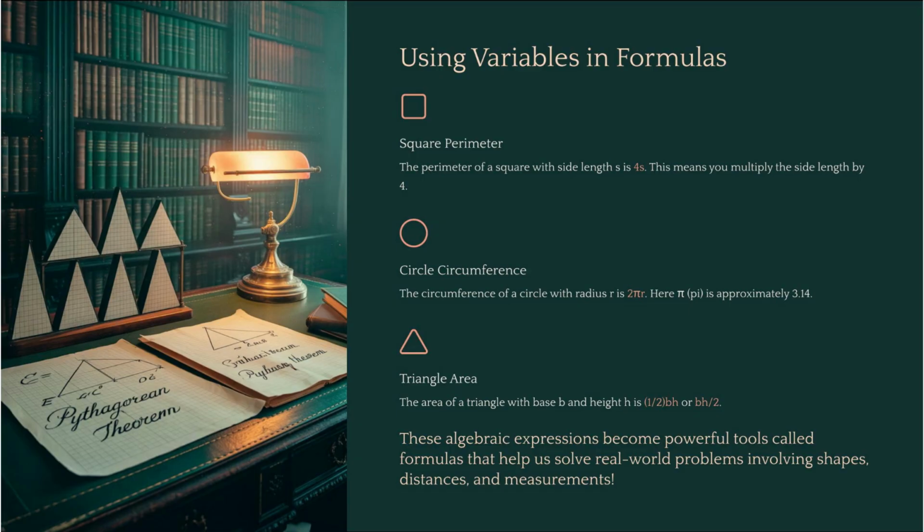Algebraic expressions are the foundation of math formulas you use all the time. For instance, the expression for the perimeter of a square is 4 times s, where s is the side length. If you use the formula for a circle's circumference, 2 times pi times r, that is an algebraic expression with 2 variables, pi and r. These expressions give us shortcuts for solving real-world geometry problems.